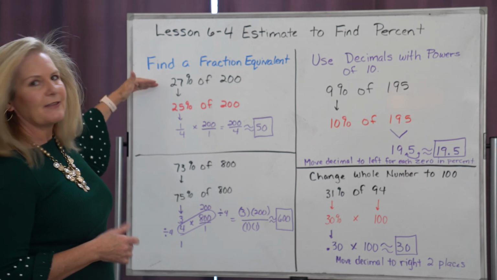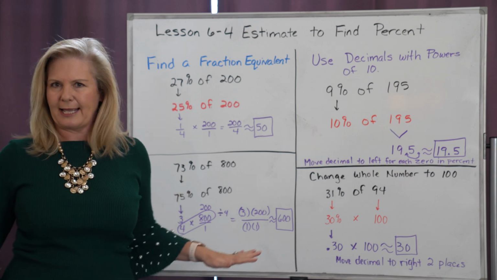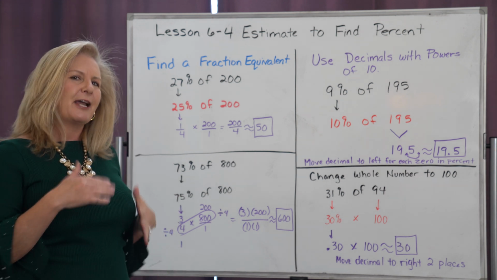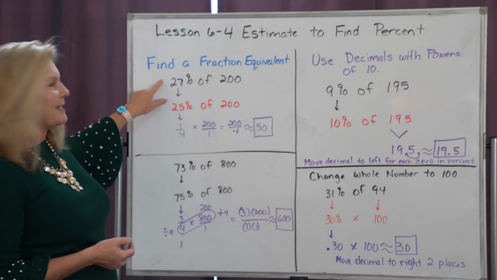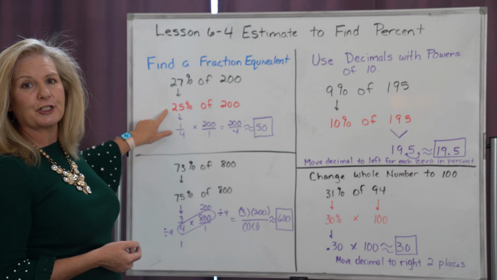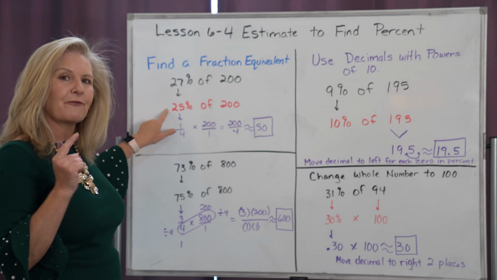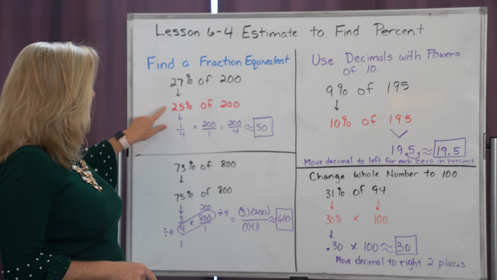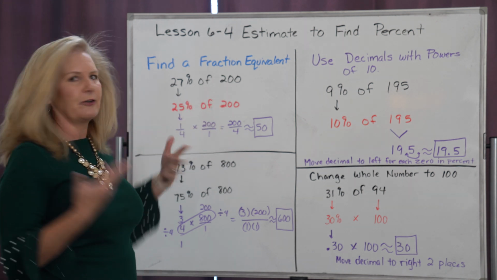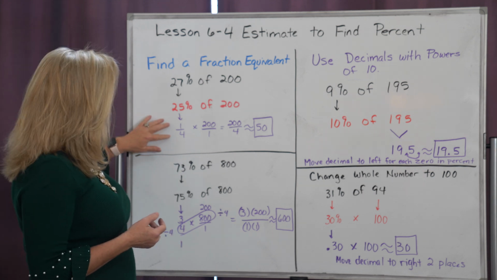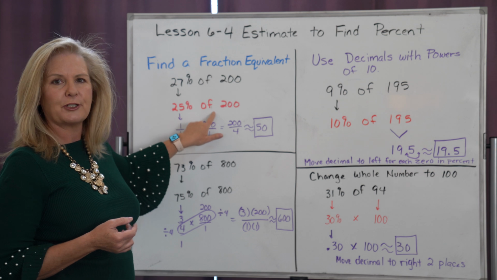So if we have this problem, find 27% of 200, and we don't want to calculate it out. We just need to find what's close to the answer. Well, I would take that 27% and I would change it to 25%. And the reason why is because I know the fraction equivalent of 25% is 1/4. Now, I leave the 200 as the 200 because then I can take 1/4 and I can multiply it by 200.